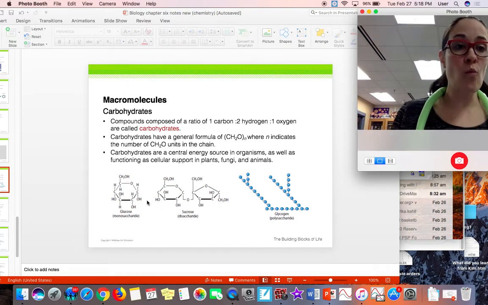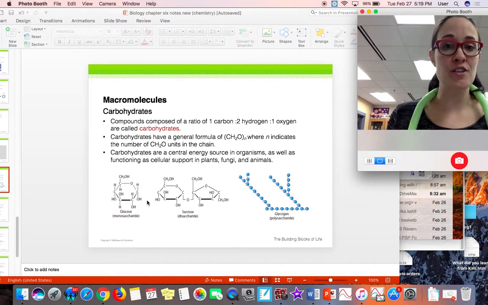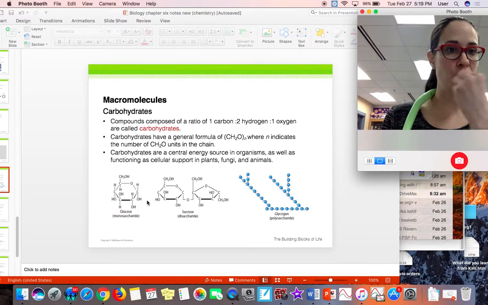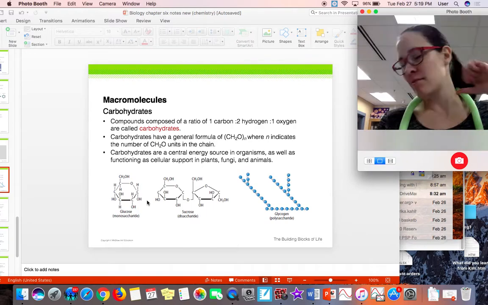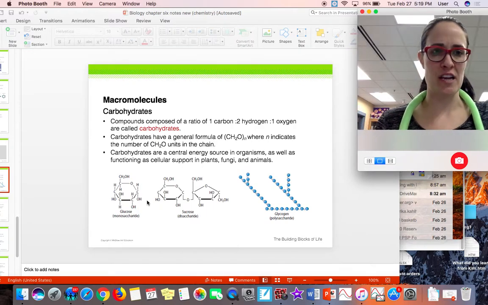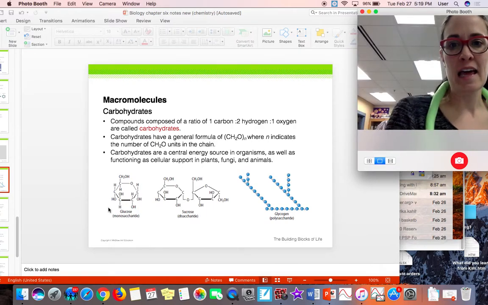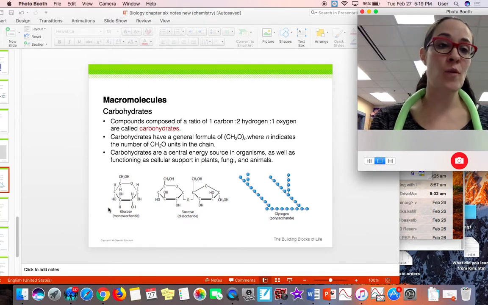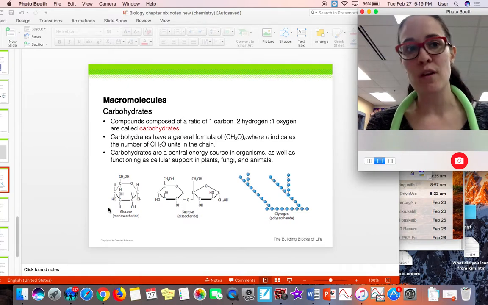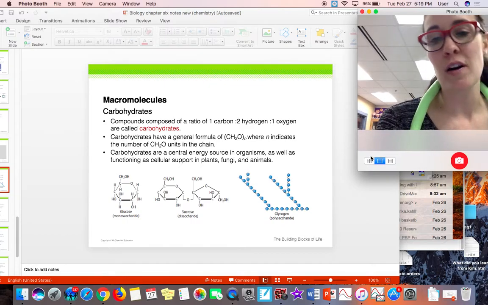So why do we need carbohydrates? They're an essential energy source for us. So we put the carbohydrates in our face because it gives us energy. Glucose gives you energy. And also, we use it for cellular support. It's a component of the cell membrane, for example, carbohydrates.